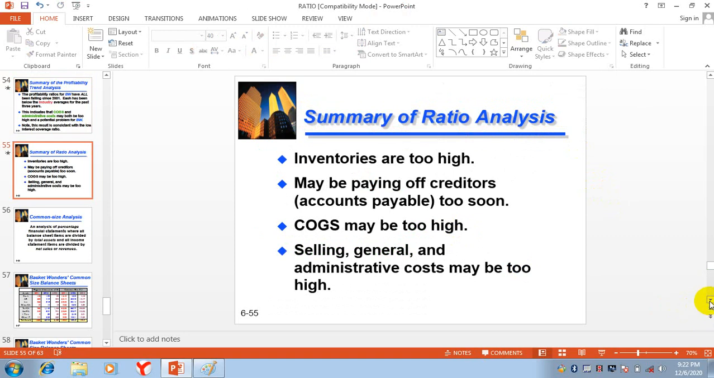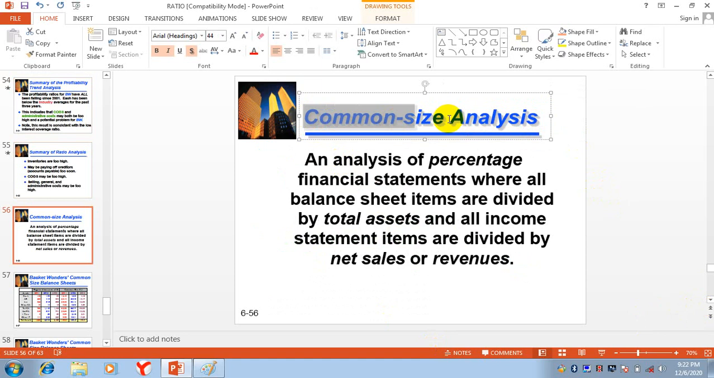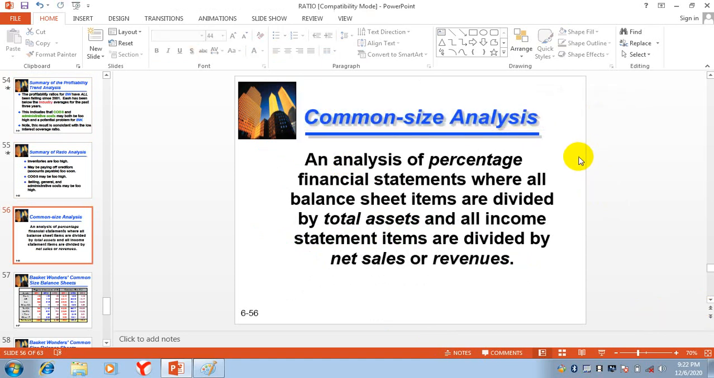Today we are going to start another analysis that is called common size analysis. What is basically common size analysis? It is an analysis of percentage financial statements where all balance sheet items are divided by total assets and all income statement items are divided by net sales or revenues.